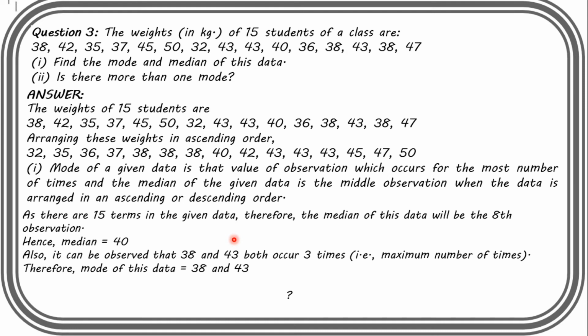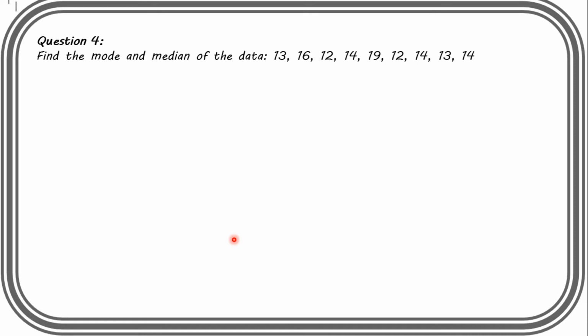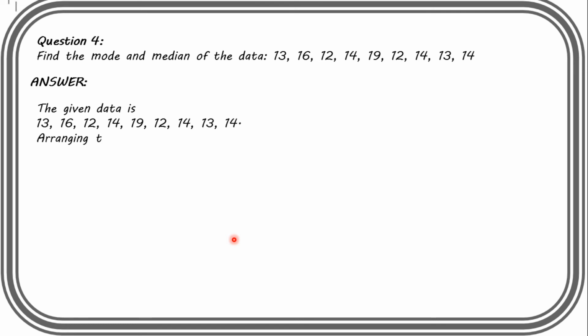Now question number 4. Find the mode and median of the data 13, 16, 12, 14, 19, 12, 14, 13 and 14. This question is like the previous one. Nothing changes there, so maybe you can solve it by yourself. First you write the data and arrange it into ascending order. The ascending order will be: 12, 12, 13, 13, 14, 14, 14, 16, 19.